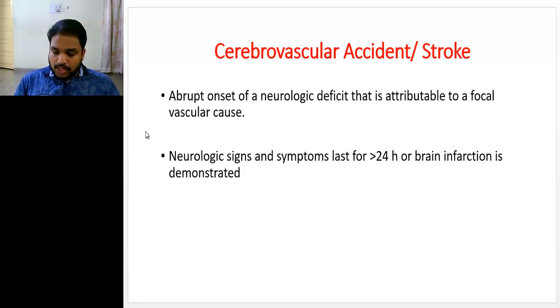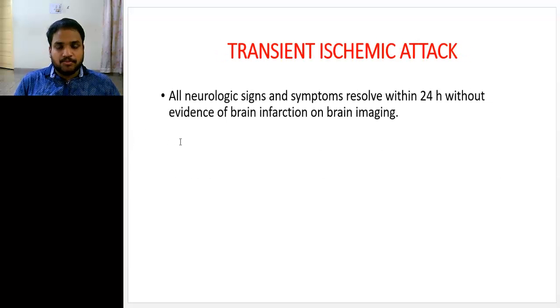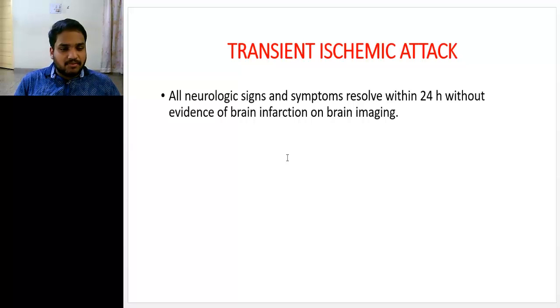While when the blood flow is quickly restored, the brain tissue can recover fully and the patient's symptoms are only transient. This is called a transient ischemic attack. So what is a transient ischemic attack? All the neurological signs and symptoms resolve within 24 hours without evidence of brain infarction on brain imaging. It's only very transient, usually lasting only a few minutes. So that is a transient ischemic attack.